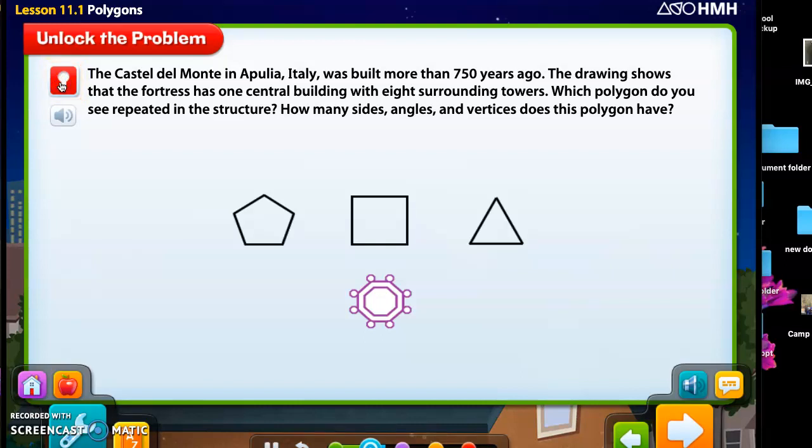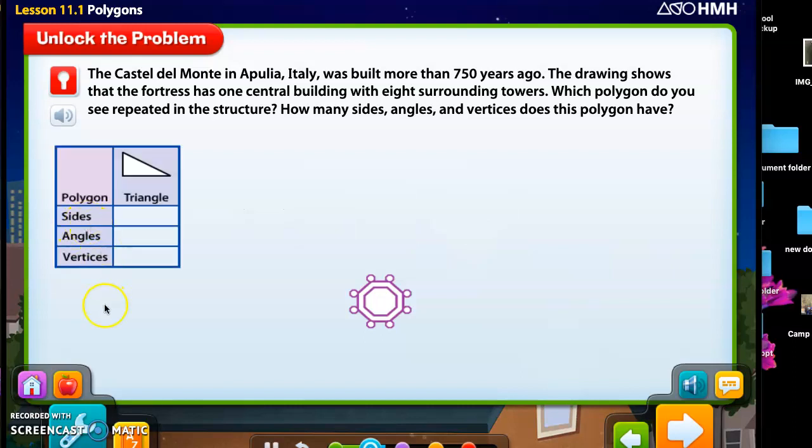A polygon is a closed plane figure formed by 3 or more line segments that meet at points called vertices. It is named by the number of sides and angles it has. Before we solve the problem, let's classify different polygons by the number of sides, angles, and vertices. First, let's classify a triangle. What are the characteristics of a triangle? A triangle has 3 sides, 3 angles, and 3 vertices.